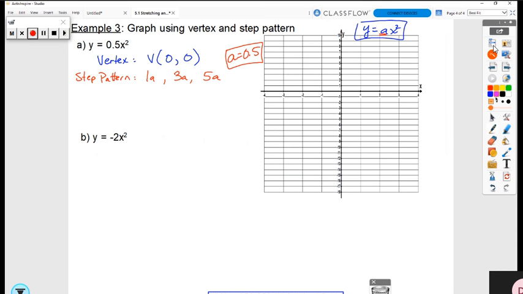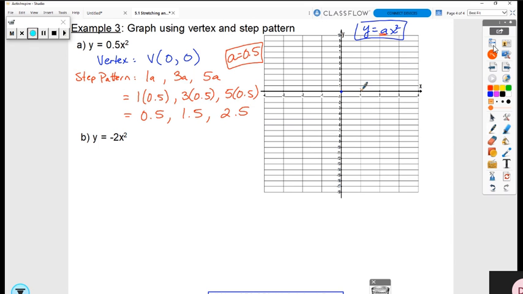Now, I'm going to sub that in. 1 times 0.5, comma, 3 times 0.5, comma, 5 times 0.5. And this simplifies to 0.5, 1.5, 2.5. So what we do is we start at the vertex 0, 0. Think about it. This quadratic has an a value that is positive 0.5, so every time we go over 1, we're going to go up. We're not going to go down, right? So over 1, up 0.5.